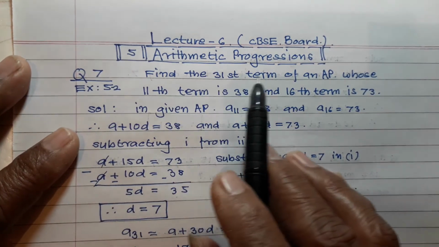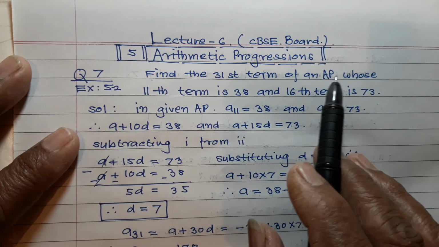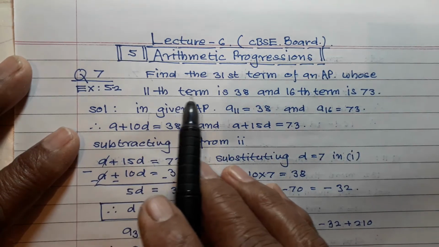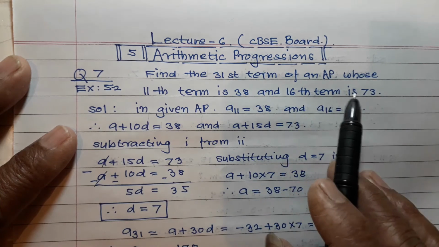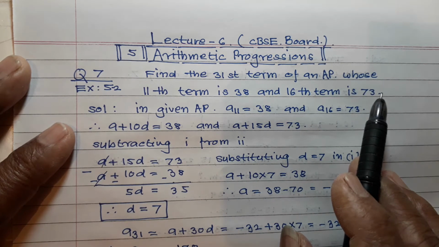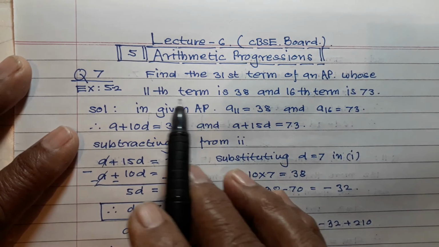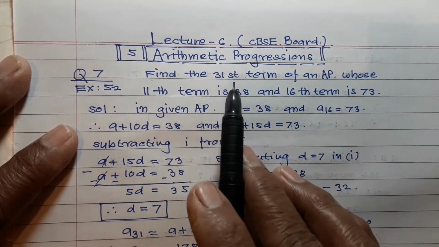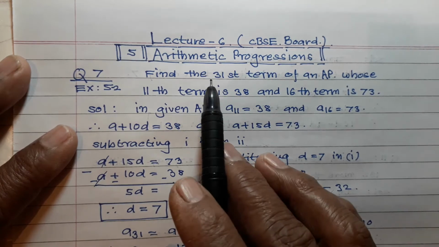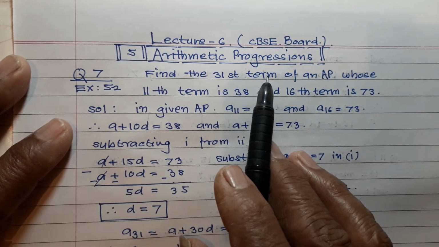Find the 31st term of an AP whose 11th term is 38 and 16th term is 73. In this case there are two terms given. By means of these two terms, find A and D, and hence find the 31st term.